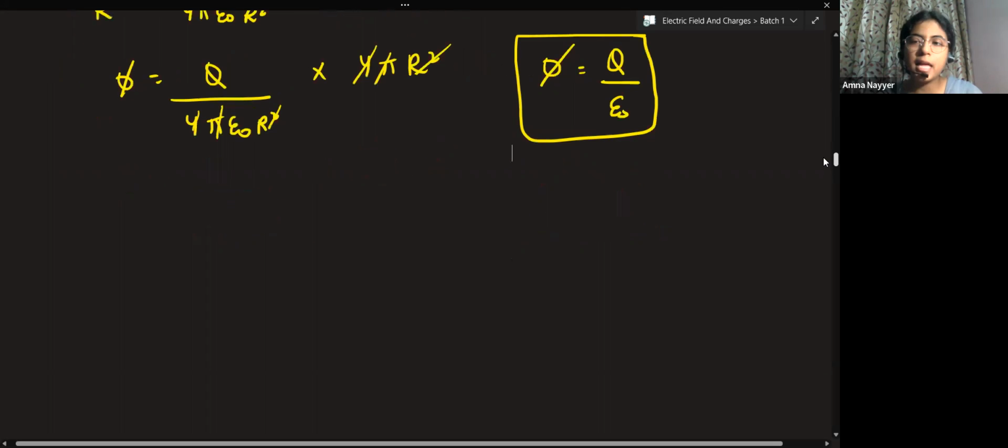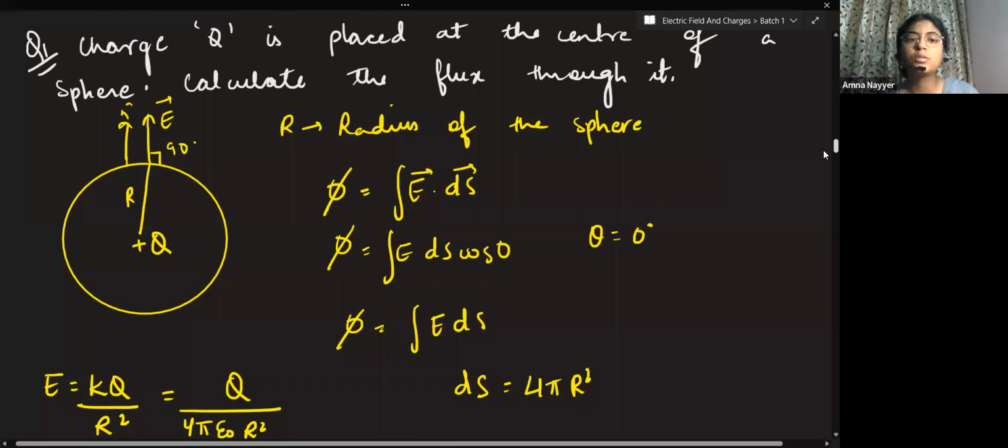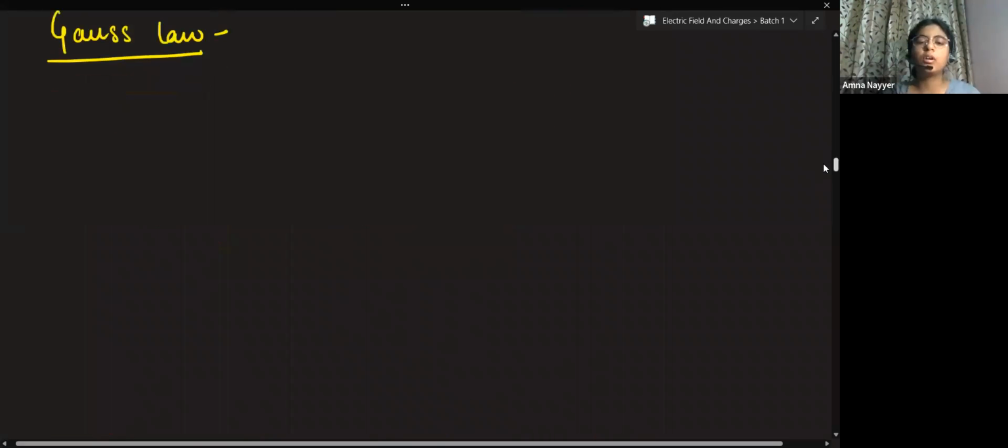All right. Now see, this is an important relation. This Q by epsilon naught that we are getting, this can be given through a very important law that is known as Gauss theorem or Gauss law. So see what is meant by this Gauss theorem. Phi is equal to Q by epsilon naught. It's a kind of derivation that we have done in this question. So see what is meant by Gauss law is this.